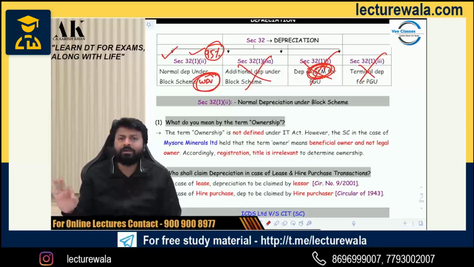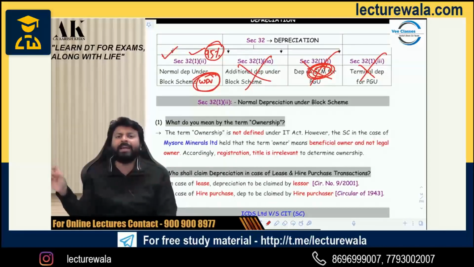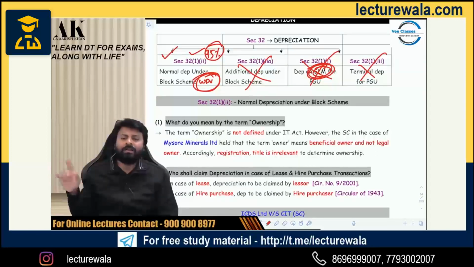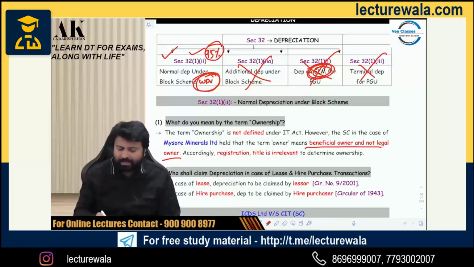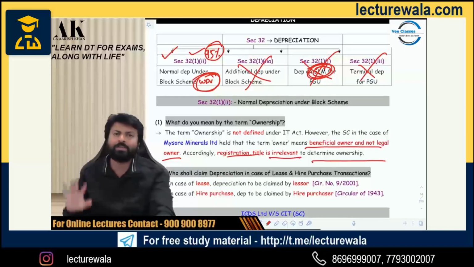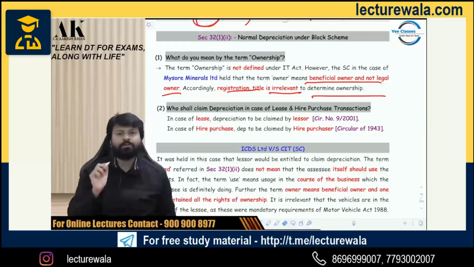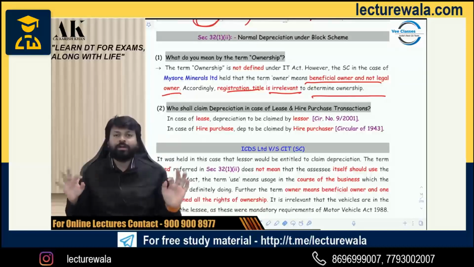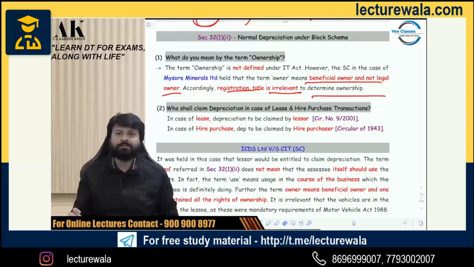Therefore, in such cases, the asset will be allowed to be depreciated in the hands of the buyer, and the Supreme Court has given a landmark line. What is relevant under income tax law is beneficial owner and not legal owner. Beneficial ownership is relevant and not legal. Accordingly, registration and title are all irrelevant to determine ownership. So ownership we have decided. Again, I am saying owner means, for the purpose of income tax law, beneficial owner and not legal owner. Registration, title, all of them are irrelevant to determine ownership.